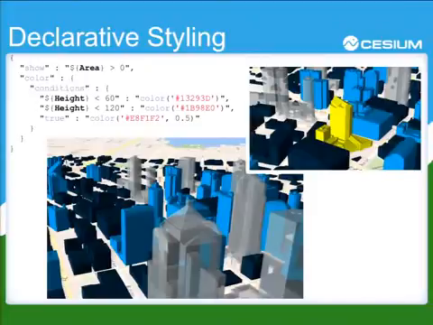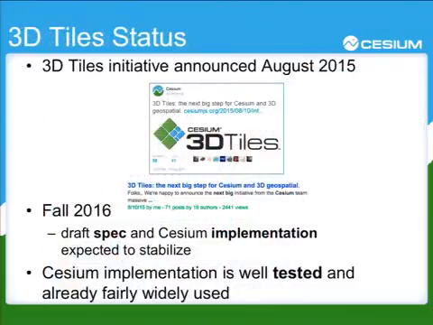In the top right, we see a building that's highlighted on mouse over. That's not part of the declarative styling spec, but I think it's a really important feature of the interactivity for 3D Tiles. Okay, so the 3D Tiles status. So we announced this effort at the SIGGRAPH conference in August 2015.